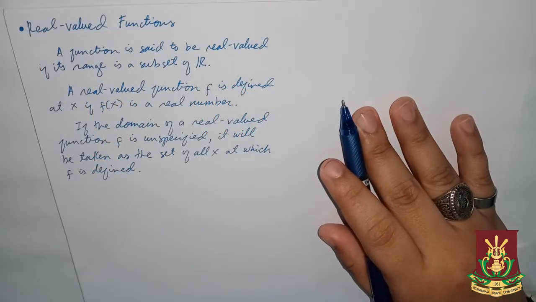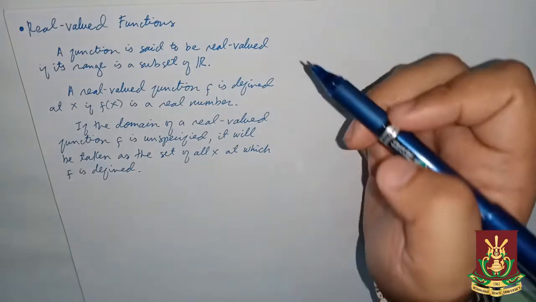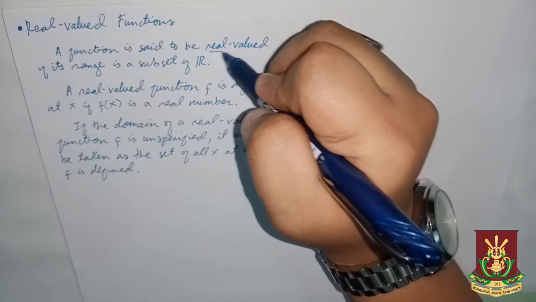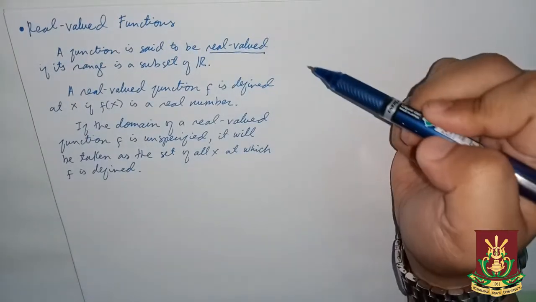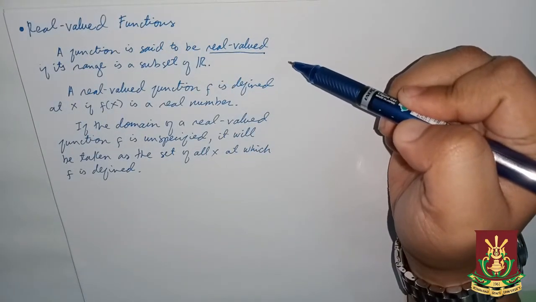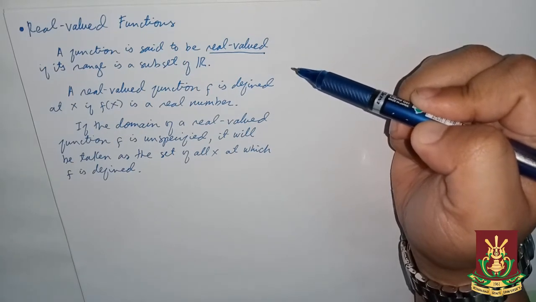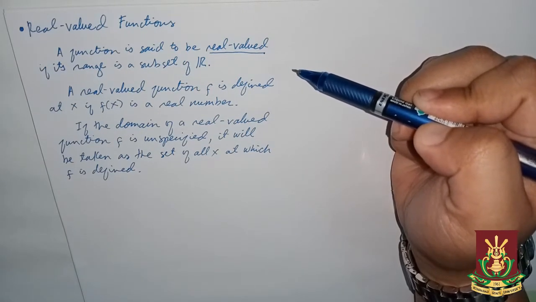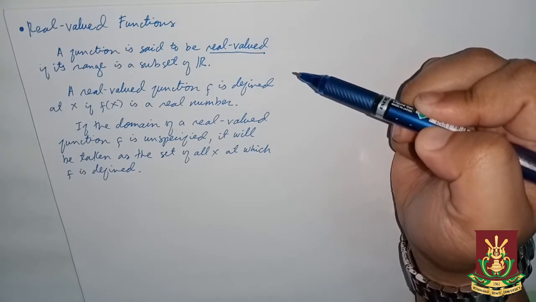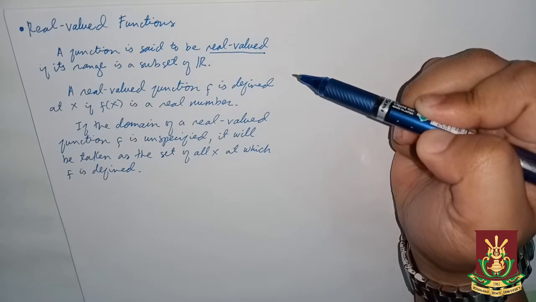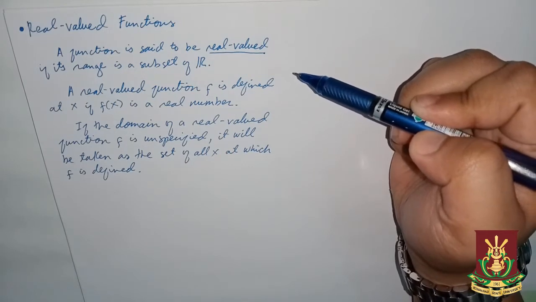Everyone. Today we will discuss real-valued functions. A function is said to be real-valued if its range is a subset of the set of real numbers. Unless otherwise stated, all functions throughout this discussion are assumed to be real-valued functions with domains that are subsets of the set of real numbers.